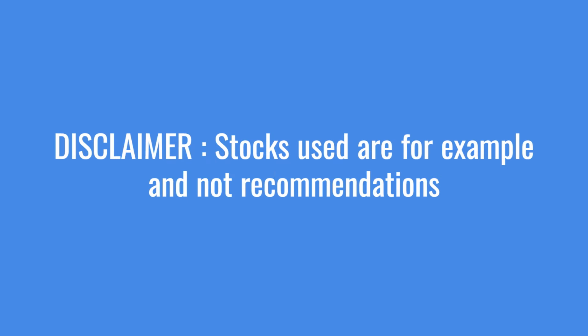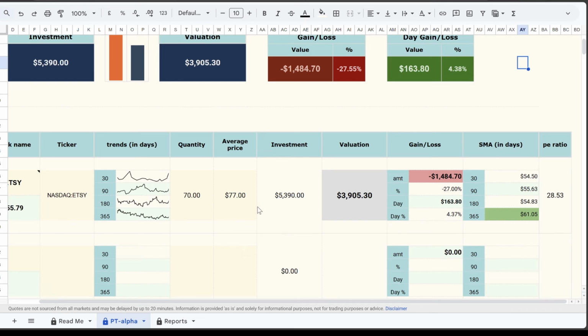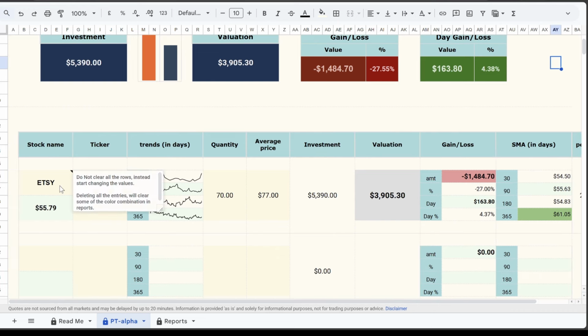Disclaimer: stocks used in the sheet are for example and not recommendations of any kind. As you can see, the first row of the sheet comes auto-filled. It is not recommended to remove it entirely, as mentioned in the note. Rather, you can directly change the values of name, ticker, quantity, and price.